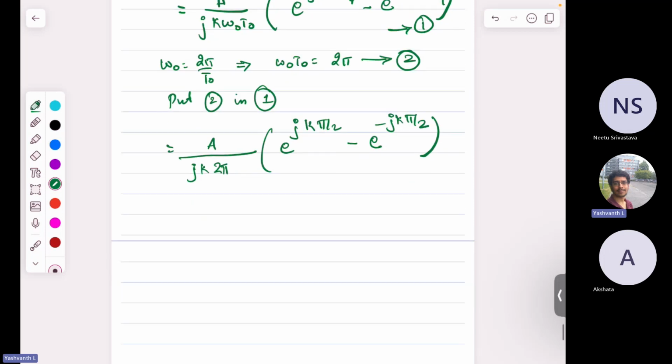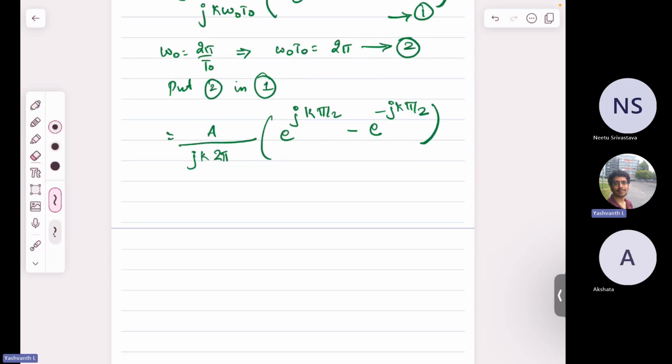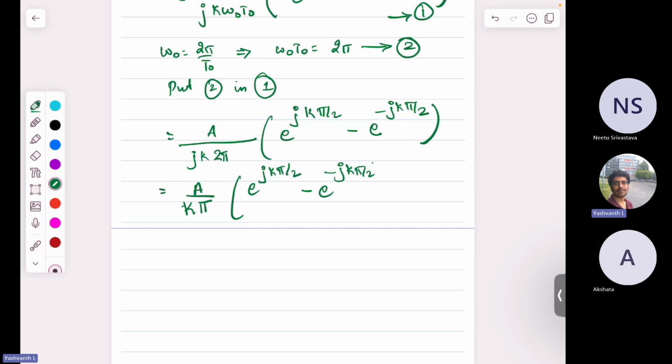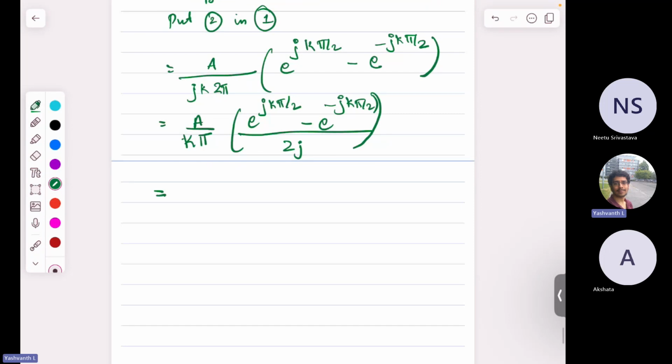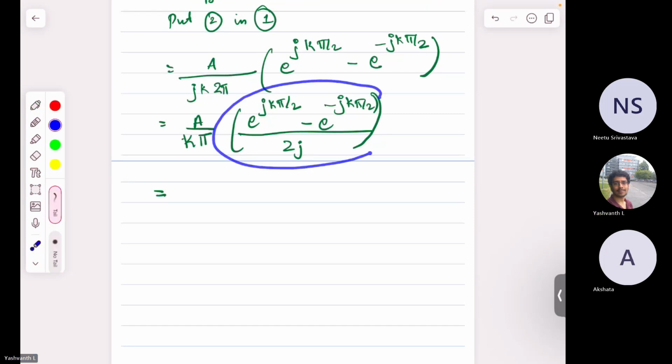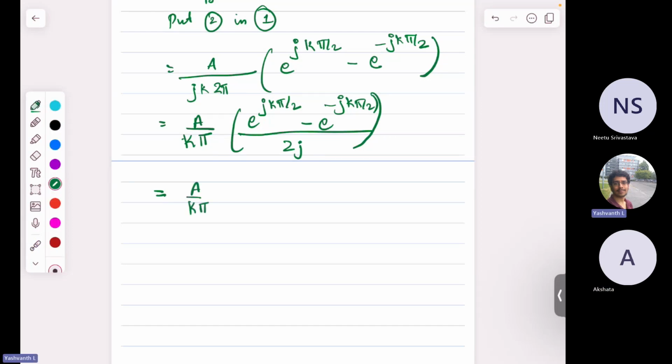Okay, but this is nothing but, I'm going to rewrite this as A by k pi into e raised to jk pi by 2 minus e raised to minus jk pi by 2, divided by 2j. Now, can anyone tell me what this quantity is? Sine k pi by 2. Correct.